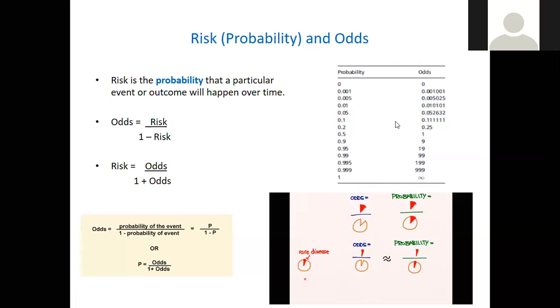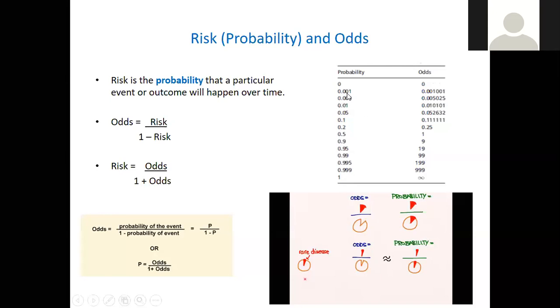Let's look at it now. Look at this table. You can easily see it for yourself. If the probability is 0, the odds will be 0. Probability here is the risk. So if the probability is 0, the first one, the odds will be 0, because you take 0 over 1 minus 0. 1 minus 0 will be 1, and 0 over 1 is 0. 0 over anything is 0.